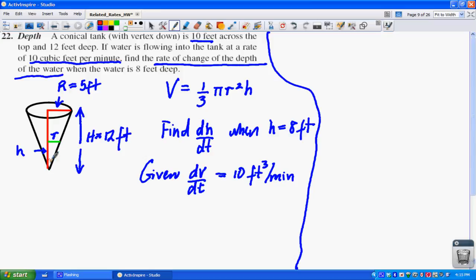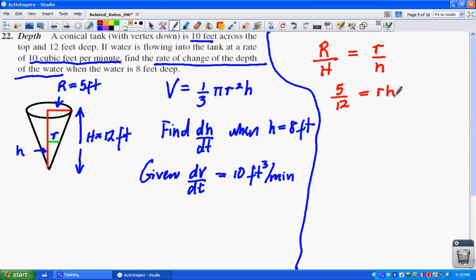Remember, we talked about the similar triangles aspect of a cone. You have this small triangle, which is similar to the big one, and you can get a proportion from that. So in this case, big R over big H is proportional to little r over little h. Okay, we know that, just setting up a proportion. And we also know that big R is 5 and big H is 12.